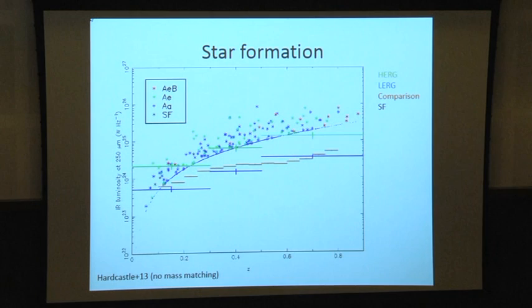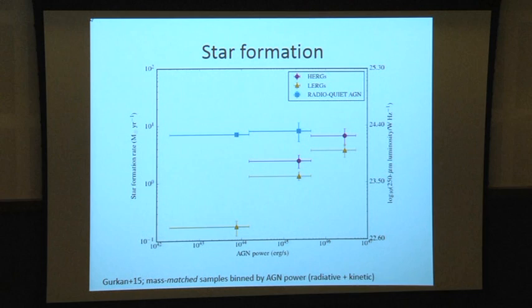Now that's only matching in redshift, but we can also do things like matching in mass and AGN power. So this is a mass matched, AGN power matched sample of Hergs and Lergs, and also some radio quiet AGN. You can see that even there, the difference persists, although not at huge significance, because once you mass match, you tend to throw away most of your objects. But we're reasonably convinced that this is still there. Also notice that typical radio quiet AGN have significantly higher star formation rates. That's because they're not usually in ellipticals.